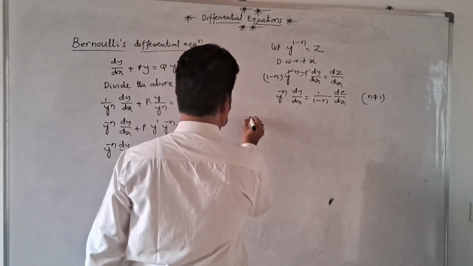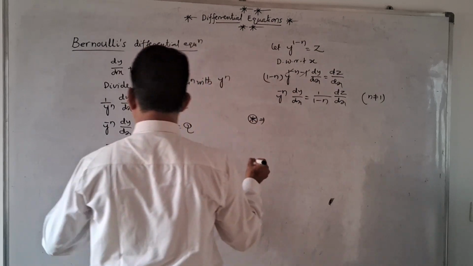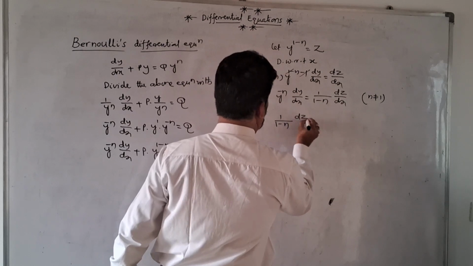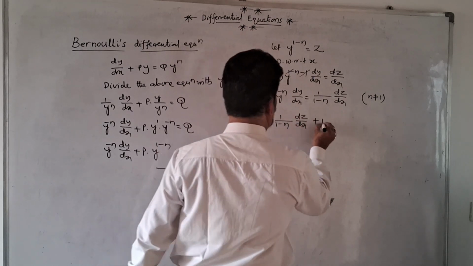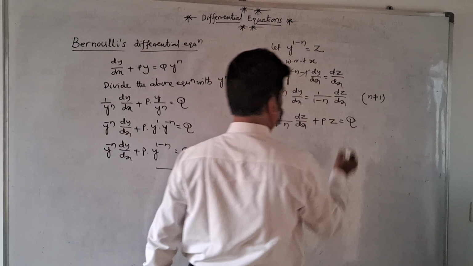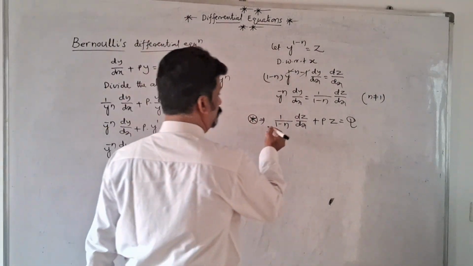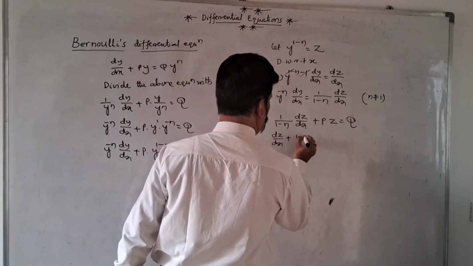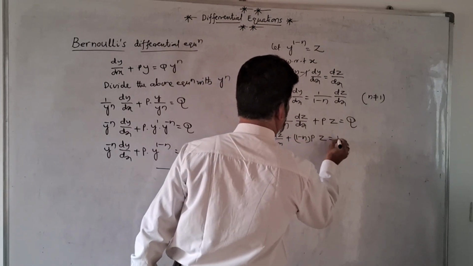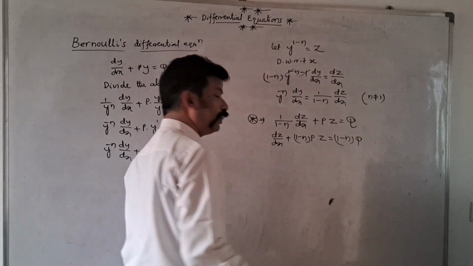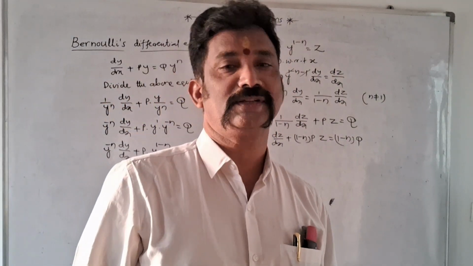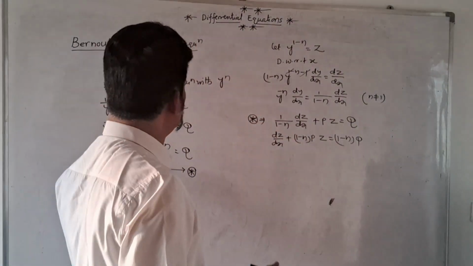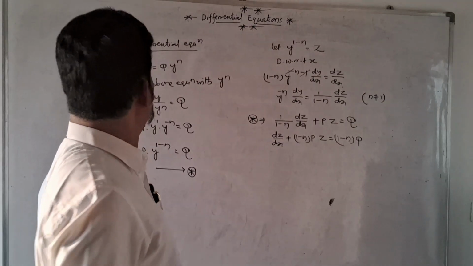Now the star equation implies this value is equal to 1 by 1 minus n into dz by dx plus p into z is equal to q. Now multiply by 1 minus n on both sides: dz by dx plus 1 minus n into p into z is equal to 1 minus n into q. No doubt it is a linear differential equation in z. Then apply the previous method. Actually, don't concentrate on this type of proof of the Bernoulli differential equation.